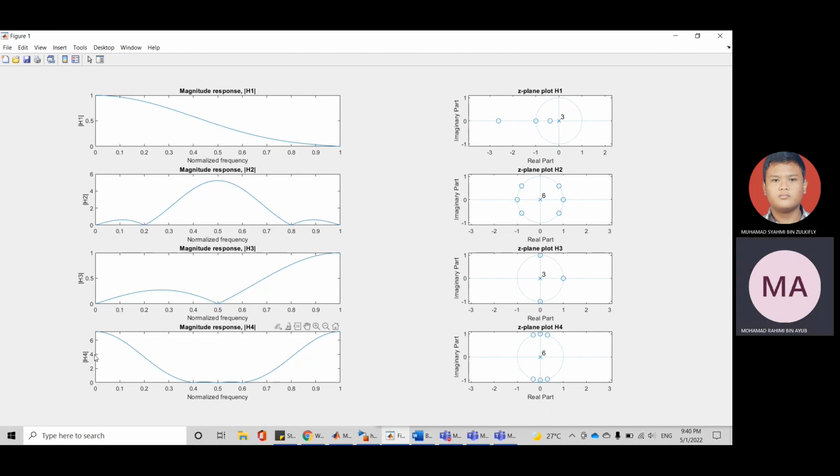For H4, the magnitude response starts from above and goes down to the normalized frequency and then goes up. For the Z plane, we can see points at the top and bottom.